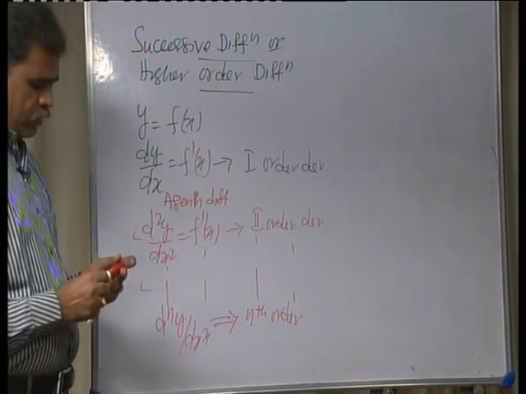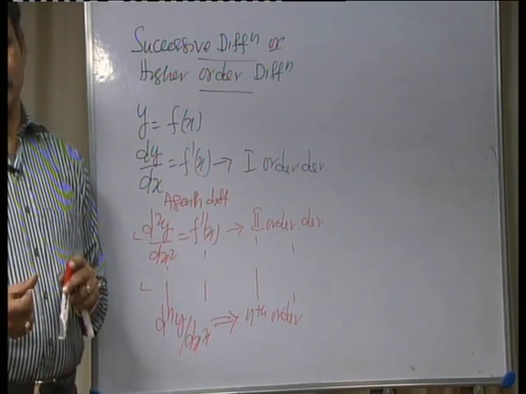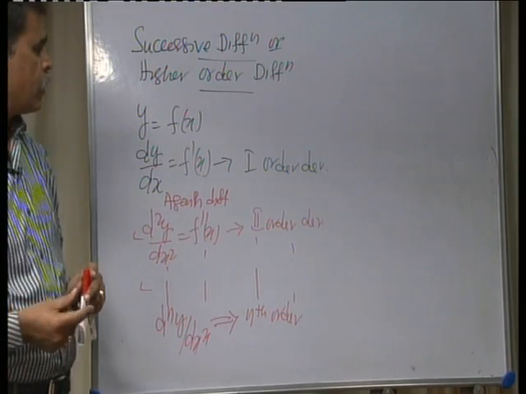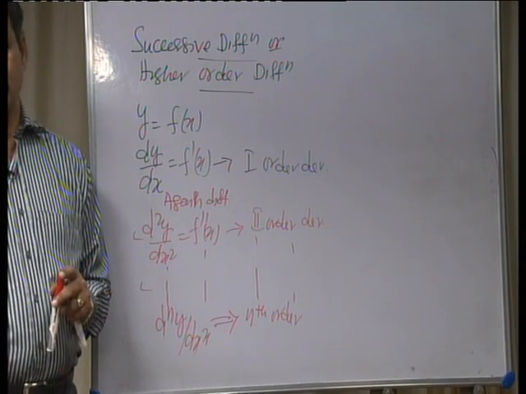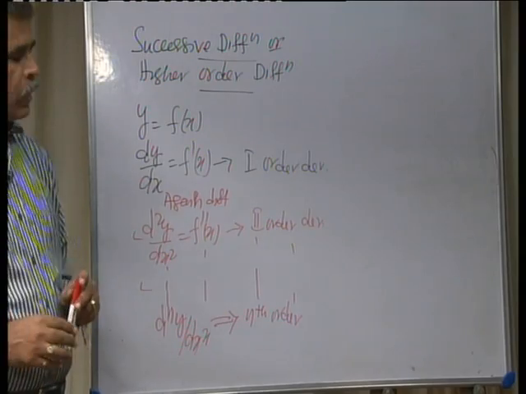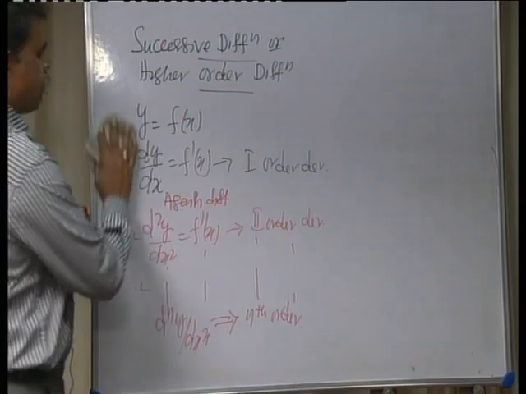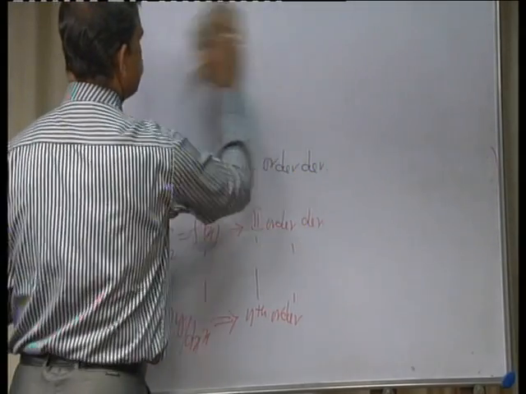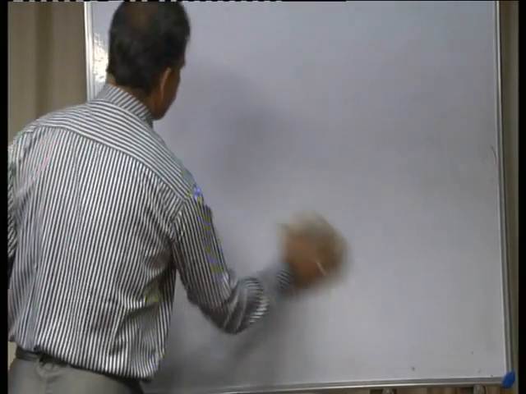The derivatives other than dy by dx are all higher order derivatives: second order, third order, fourth order. We are differentiating successively. The derivative is differentiated successively, that is called successive differentiation. In the last class we discussed a few examples. Some more I want to take here.